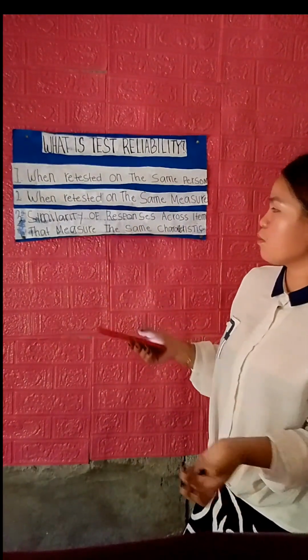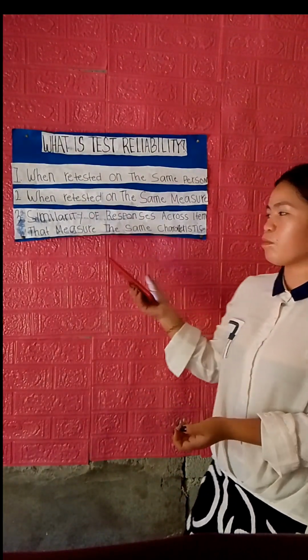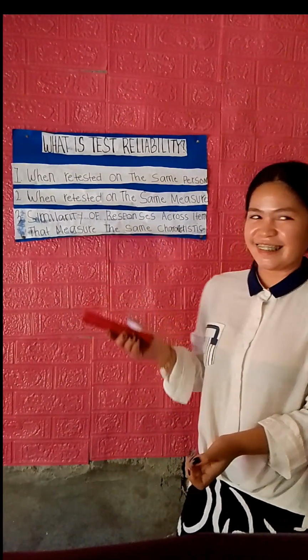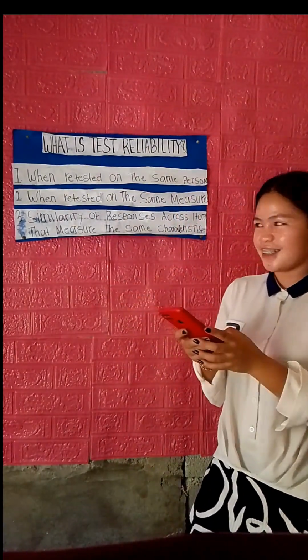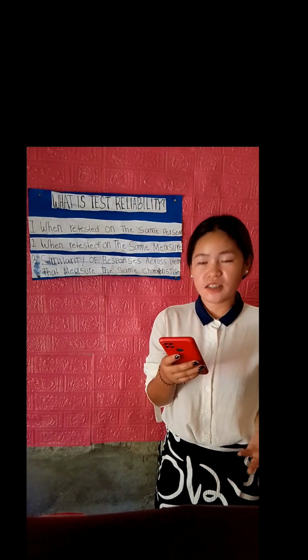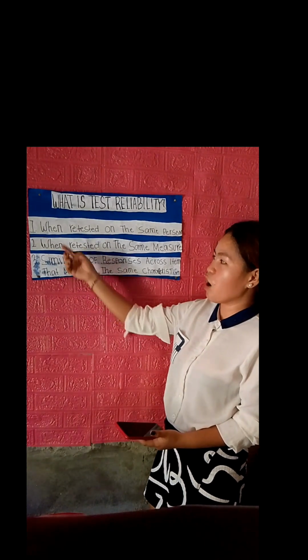Number 3 is similarity of responses across items that measure the same characteristic. Another kind of reliability is internal consistency, which is the consistency of people's responses across the items on a multiple-item measure. In general, all the items on such a measure are supposed to reflect the same underlying construct. So people's scores on those items should be correlated with each other.